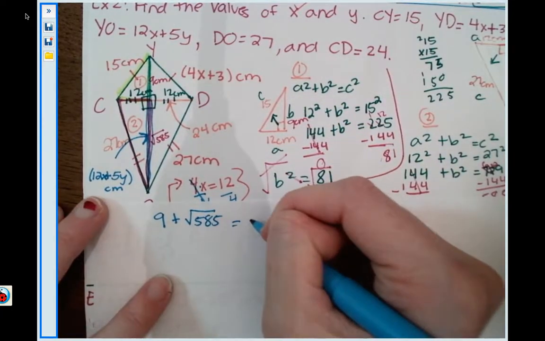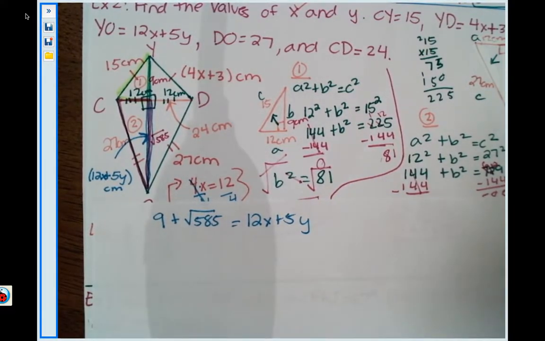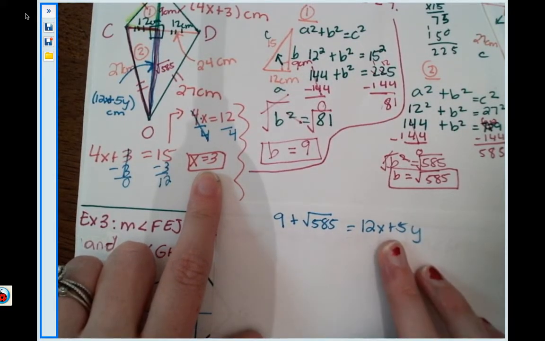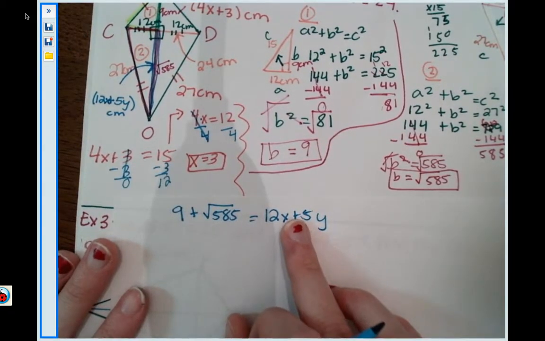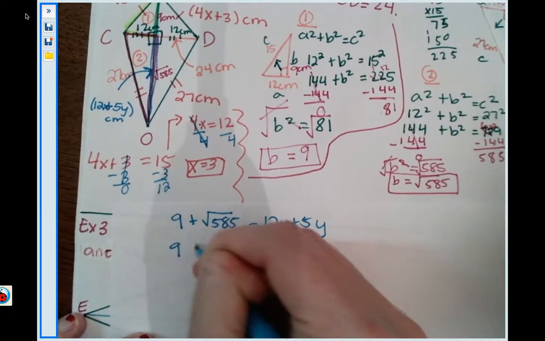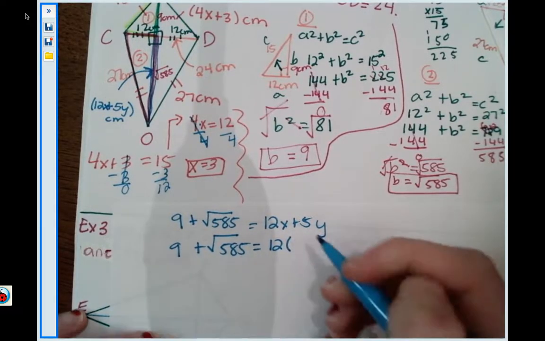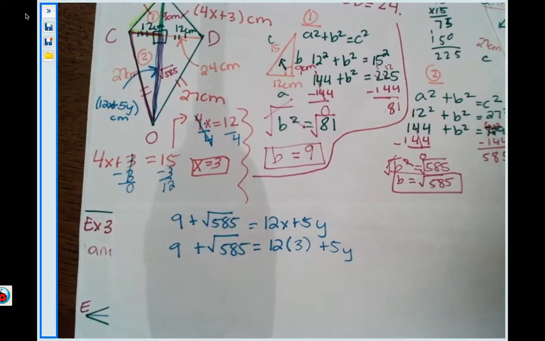Holy hot dog. So we have 12x plus 5y. If you remember from the problem, we know what the x value is. It's 3. So we can substitute that in to help me solve. The x right here is going to, bam, change into a 3. So we have 9 plus the square root of 585 equals 12 times my x, which is 3, plus 5y.